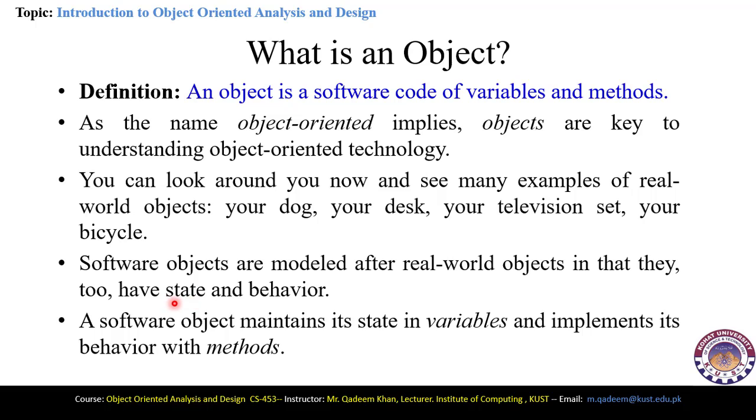For example, if a student is the object, then student roll number, student name, student marks are the examples of the states. And similarly, the behavior represents the methods or the functions related to the objects. For example, if we have a class students, then calculating the marks or the total marks of the students is the example of the behavior, and the behavior represents the functionalities of the objects.